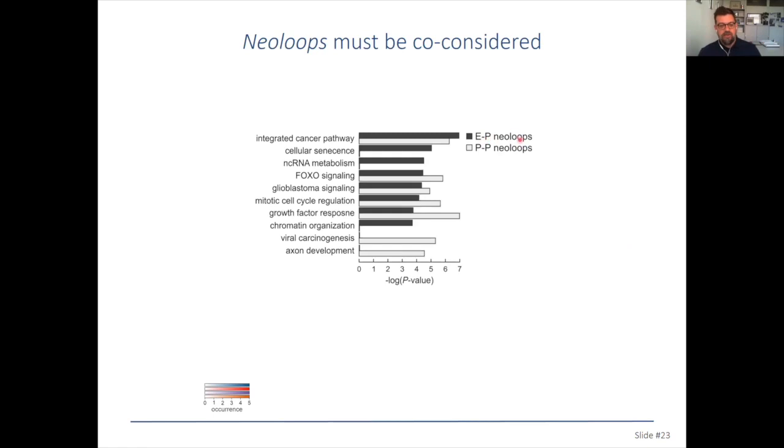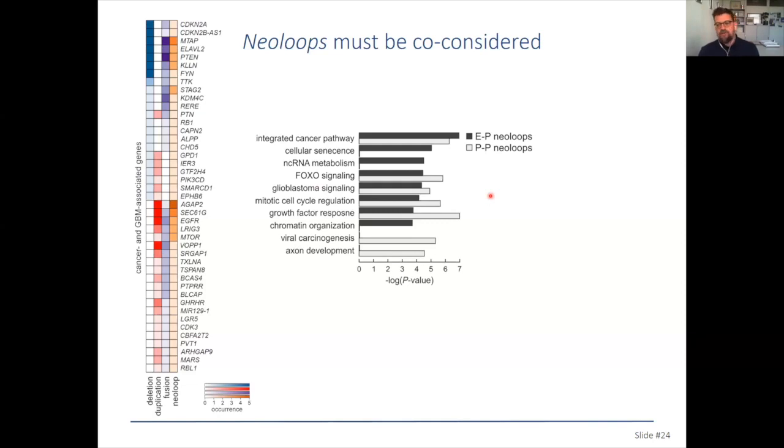You can see here GO-term analysis of genes linked to neoloops that are either enhancer promoter or promoter. And you can clearly see, for example, that genes relevant for glioblastoma signaling are significantly enriched in this particular category. And what I'm trying to get to is that neoloops should be co-considered when we're trying to understand the biology of these tumors. And I'll give you two very obvious examples.